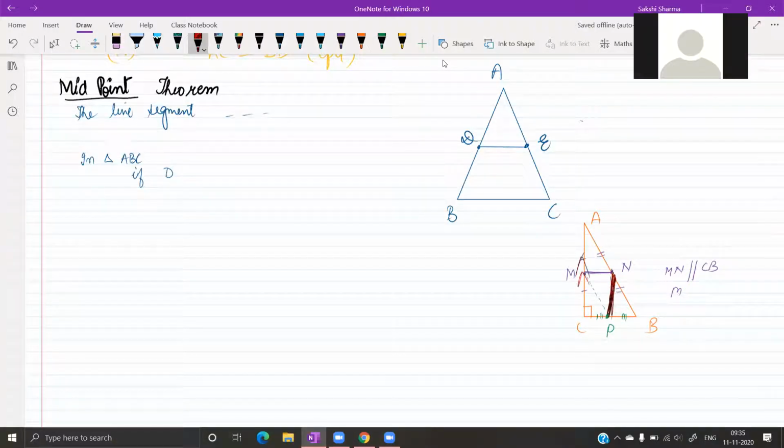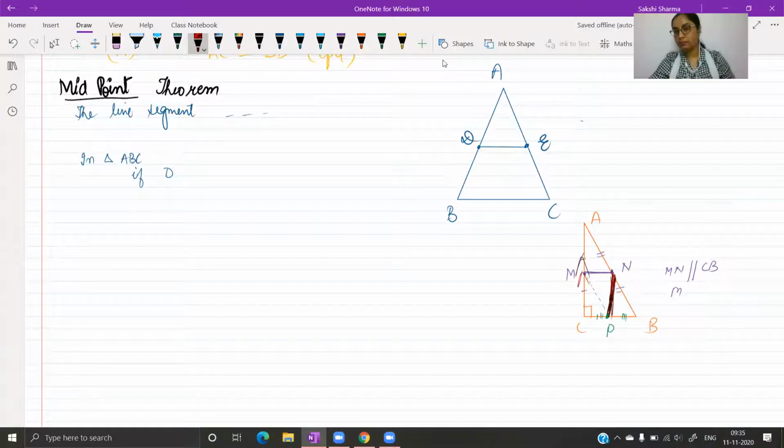Ma'am, is MCBN a trapezium? MCBN, yes. This one, it's a trapezium. A pair of opposite sides is parallel. Yes. Okay, ma'am.